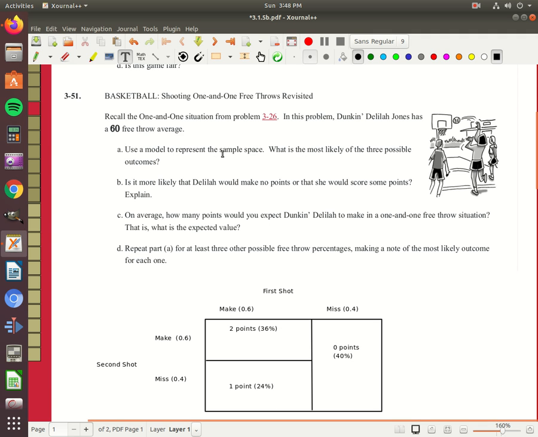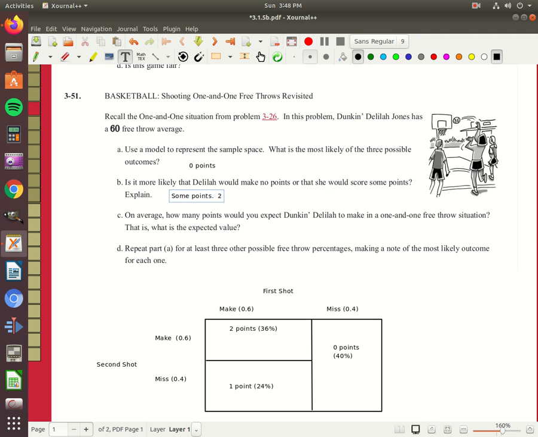So use a model to represent the sample space. What's the most likely of the 3 possible outcomes? Well, the most likely is 0 points, right? That happens 40% of the time. 2 points is only 36, 1 point is 24. It says, is it more likely that Delilah would make no points or that she would score some points? Well, I would say some points, right?